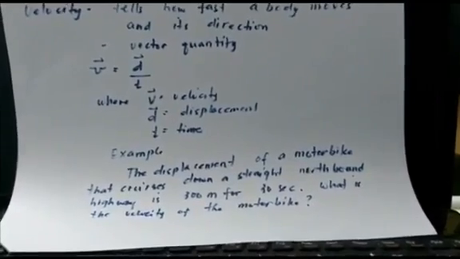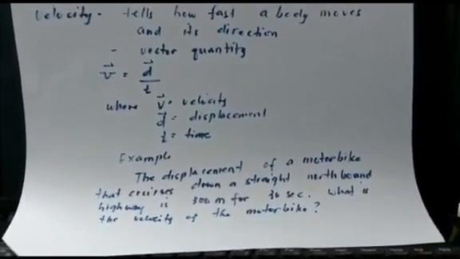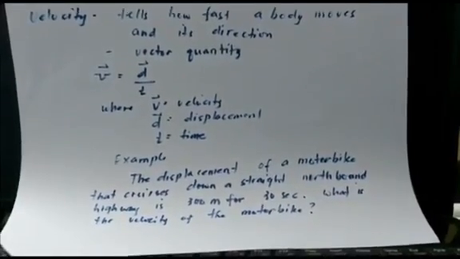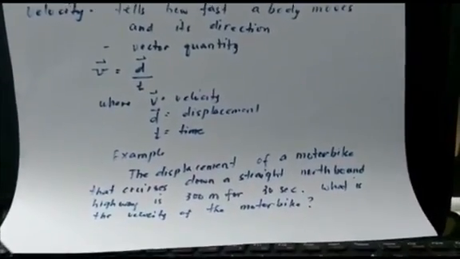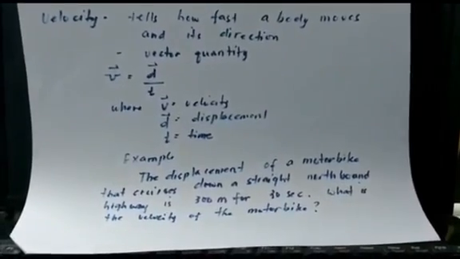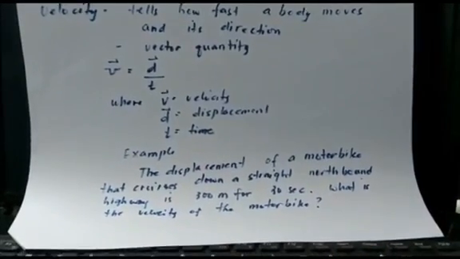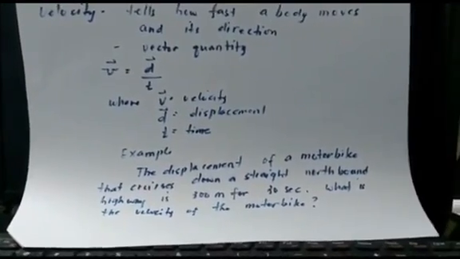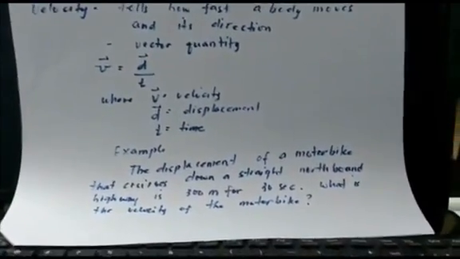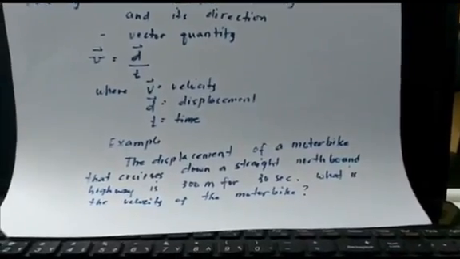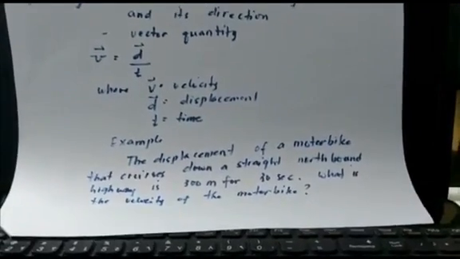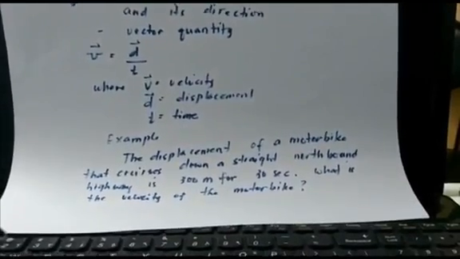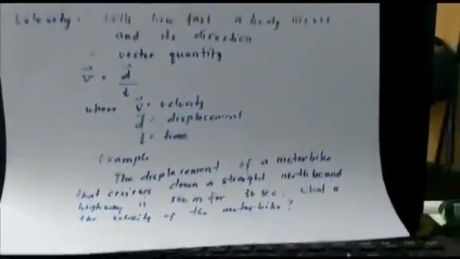Since velocity, displacement, and time have the same units as speed, distance, and time, if you are familiar with the units used for calculation of speed, the same units will be used for calculation of velocity. So, for example, the displacement of a motorbike that cruises down a straight northbound highway is 300 meters in 30 seconds. What is the velocity of the motorbike?